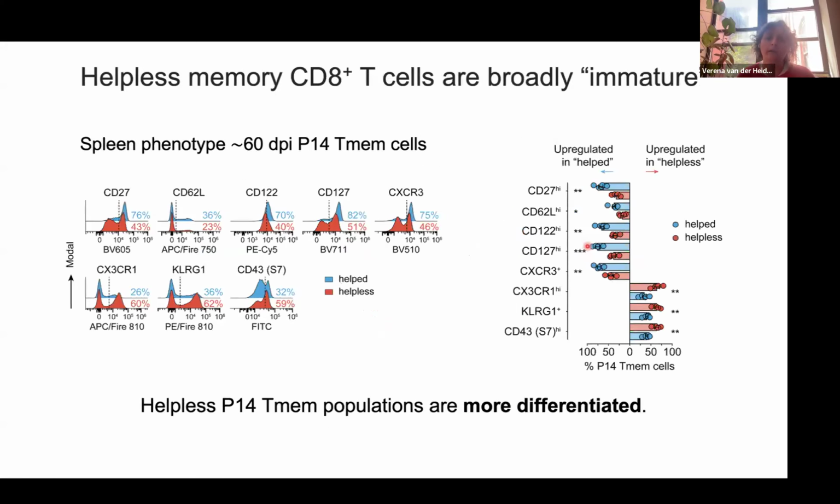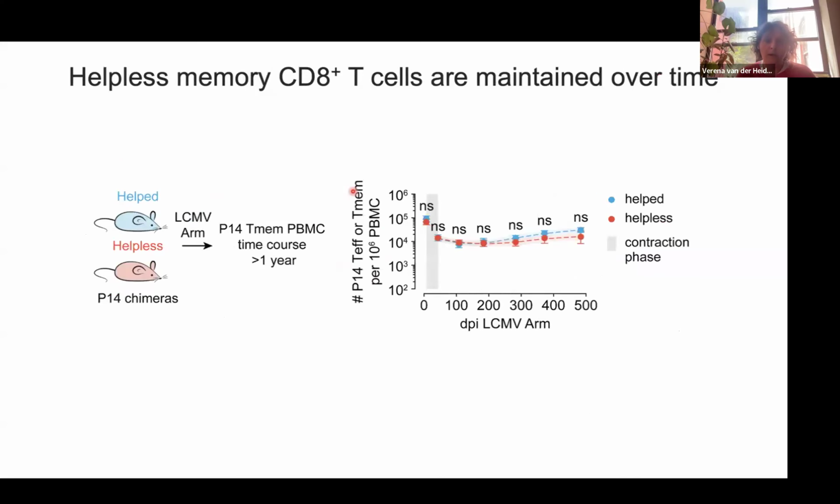When we look at the memory phenotype of these cells 60 days after infection, so these are the mice before we took out the cells and transferred them back into naive mice for a re-challenge, we can see that the phenotype of these P14 memory T cells is very different in helpless mice. They usually express a lot of markers associated with more effector memory phenotypes, so they're more differentiated. They express higher levels of CD43, KLRG1, CX3CR1, whereas helped memory T cells usually have higher levels of memory-associated markers like CD27, L-selectin, CD127.